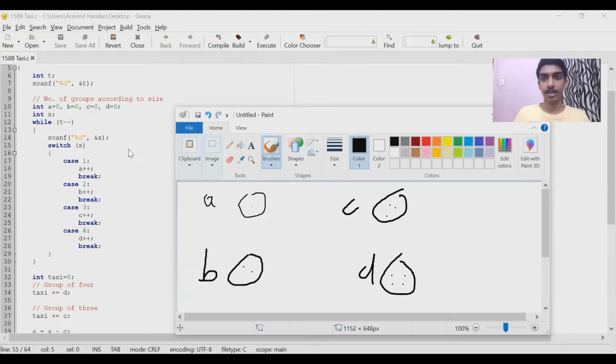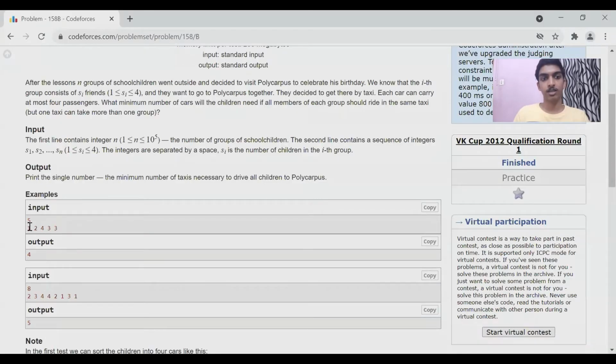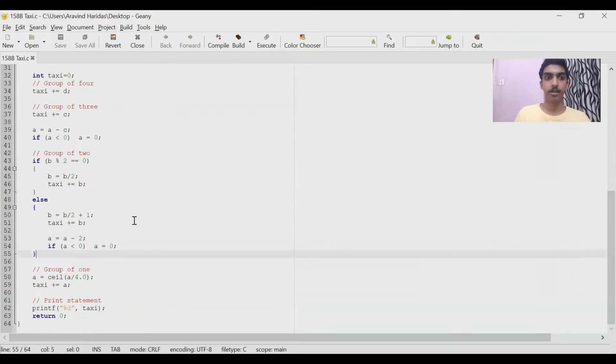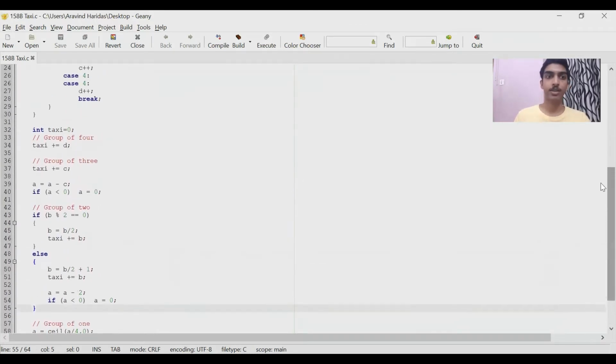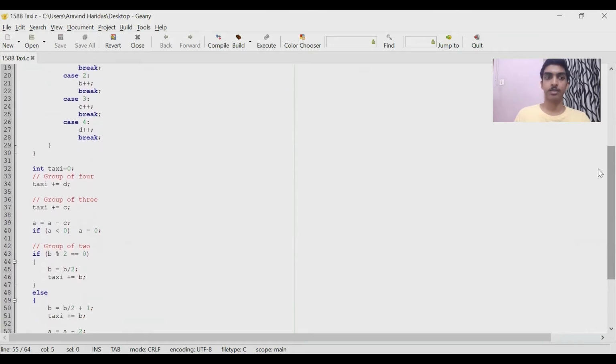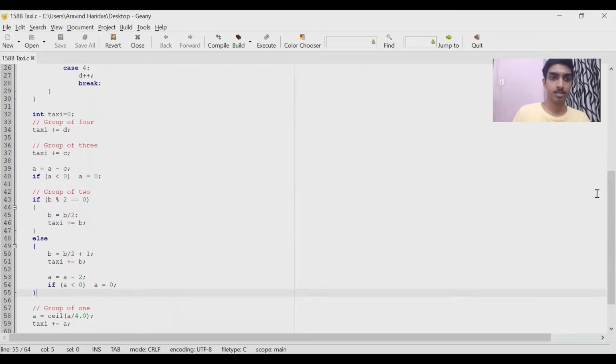Okay, let's look at a case. If the group size is 1, it'll go to A. If it is 2, it'll go to B, if it is 3, it'll go to C, and if it is 4, it'll go to D. So by the end of that, you will get the number of groups according to the size.